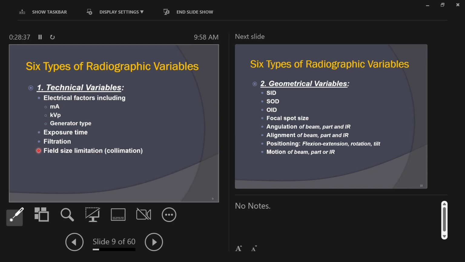Lastly, technical variable, field size limitation. Field size limitation is the size of your radiation field, your collimated X-ray beam. If you haven't gotten your hands on an X-ray tube and played with the collimator box yet, you will in laboratory. But setting the size of your radiation field controls how much radiation the patient receives. It also limits the amount of radiation hitting the image receptor too. So we're improving image quality and reducing patient radiation exposure. That's a really important technical variable.